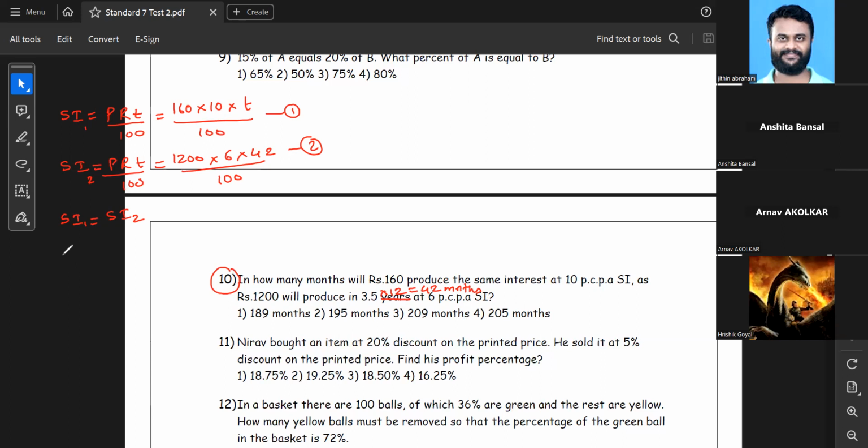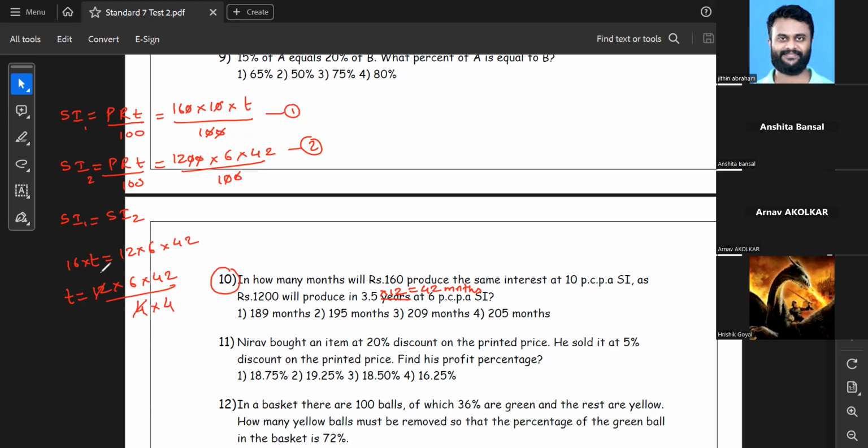I don't have to do many cancellations, but still, I can cancel these two zeros so that the numbers will be simple. On the left hand side, I'll have 16 multiplied by t. On the right hand side, I will have 12 multiplied by 6 multiplied by 42. That's it. Now, t will be equal to 12 multiplied by 6 multiplied by 42 upon 16. I purposely did not multiply them because I prefer cancelling. Even over here, instead of writing 16, I'm going to write 4 and 4 separately because that is going to be helpful for me.